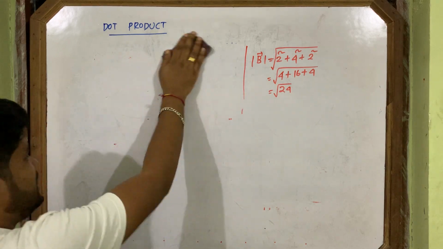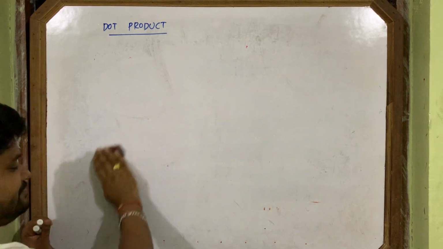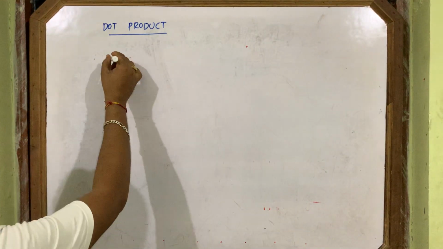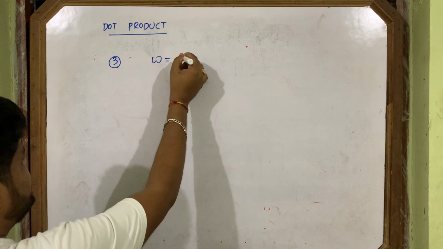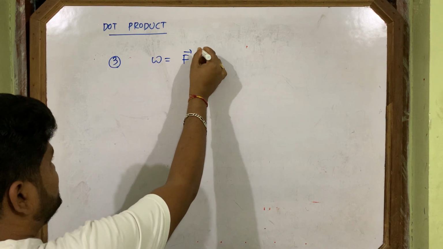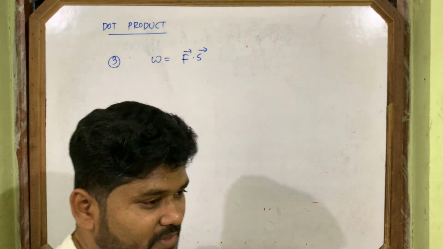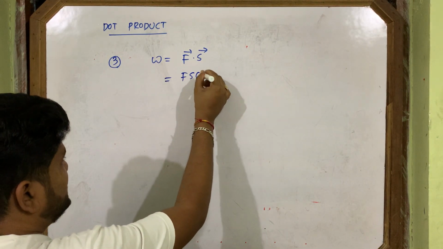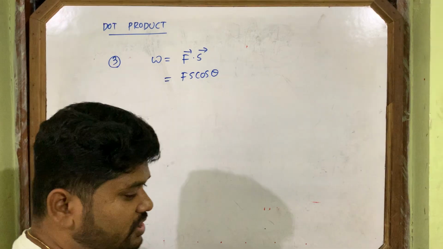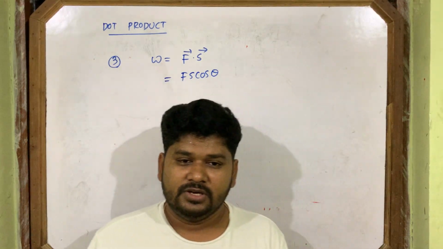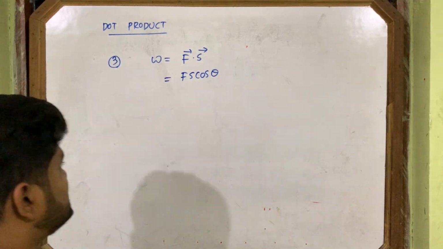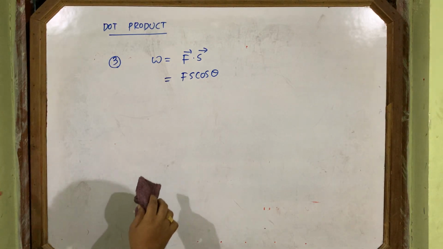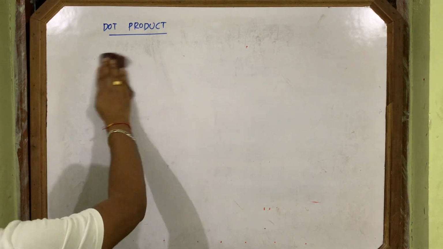Now let's come to application number 3. Application number 3, I have already told you, is work done. Work done is equal to force vector dot displacement vector, that is F d cos theta. So this is the practical application of the dot product. Now come to application number 4. It's a very important application.